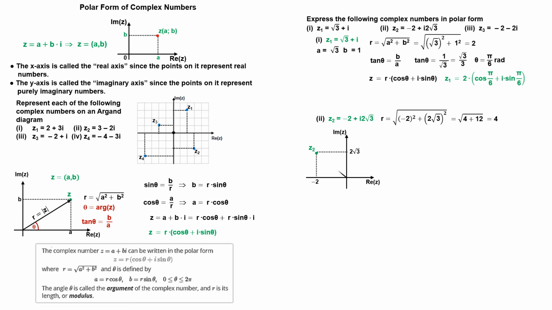From the diagram, it is clear that the complex number lies in the second quadrant. The tangent of theta is minus the square root of 3, so the argument is 2 times pi divided by 3 radians. Step 3. We use the values of r and the argument to write the complex number z2 in polar form.